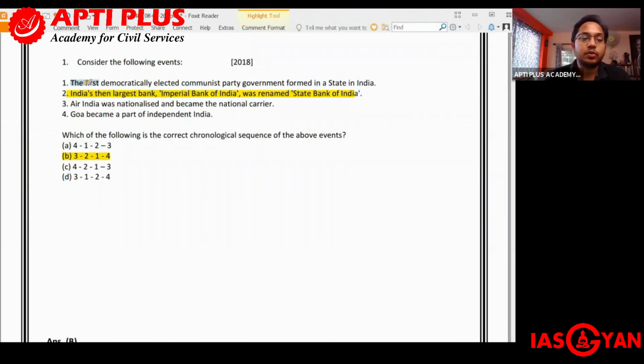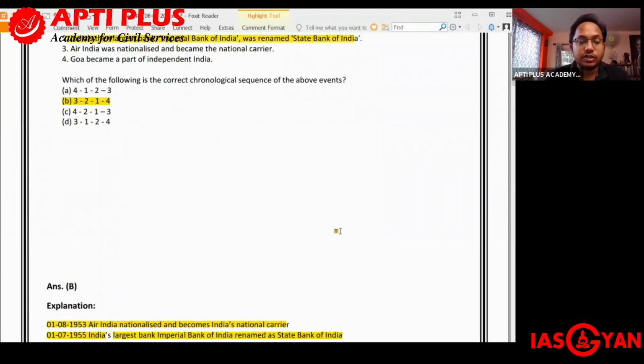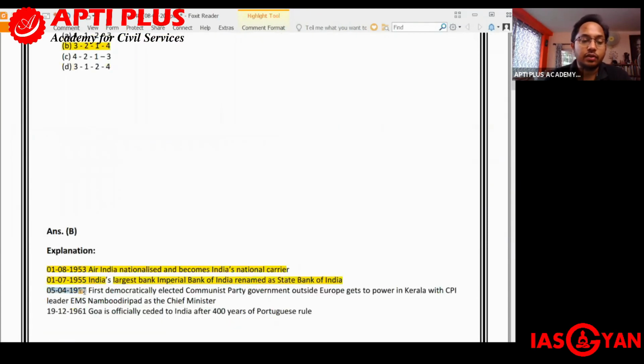Number one is the first democratically elected Communist Party government formed in a state in India. This happened in 1957, where we get to see the first democratically elected Communist Party government outside Europe come to power in Kerala, with CPI leader EMS Namboodiripad as the chief minister. For the very first time, the first democratically elected Communist Party government outside Europe was formed in Kerala when CPI came to power.